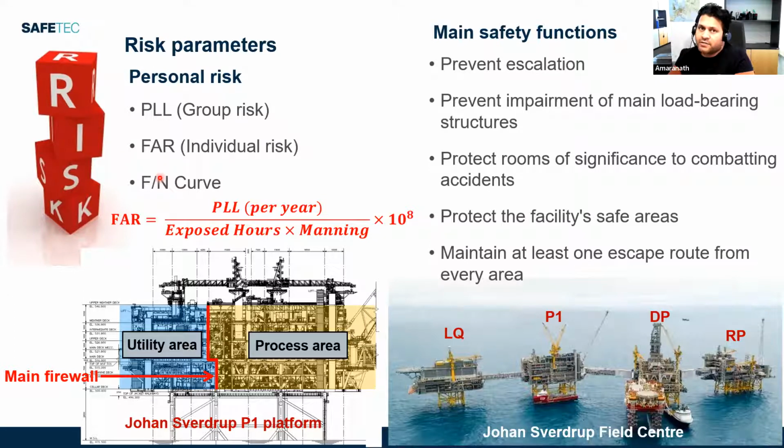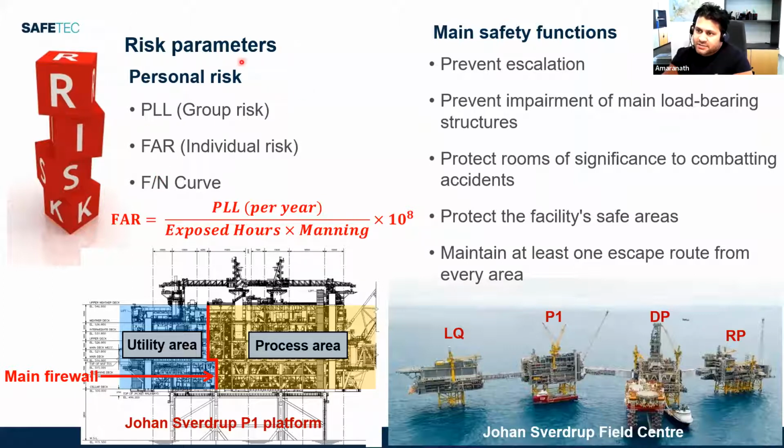So we use FN curve, for example, to perform risk analysis for offshore pipelines, because you have ships and third party activities like trawling and fishing about the offshore pipelines where you have hydrocarbons. So hydrocarbon leaks from offshore pipelines can expose the ships and fishing activities, and so it's important to perform a risk analysis for those pipelines as well.